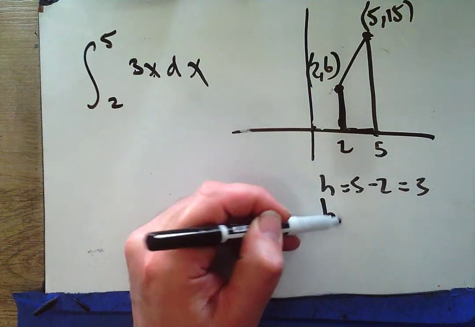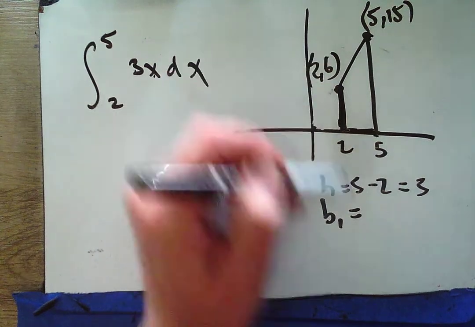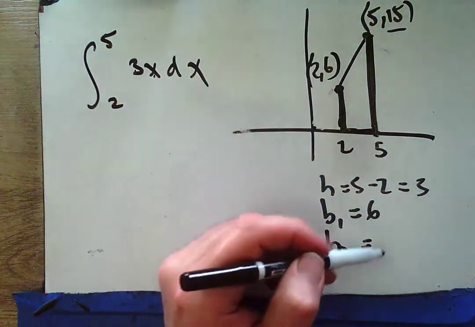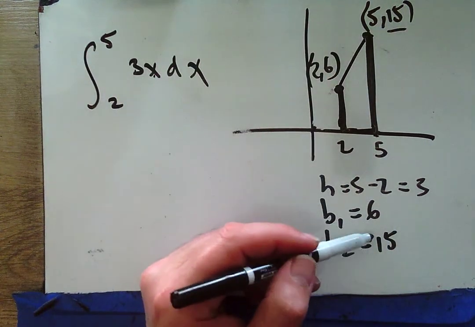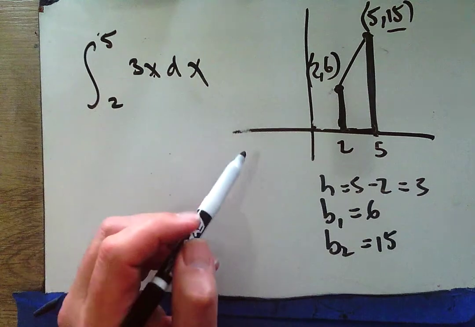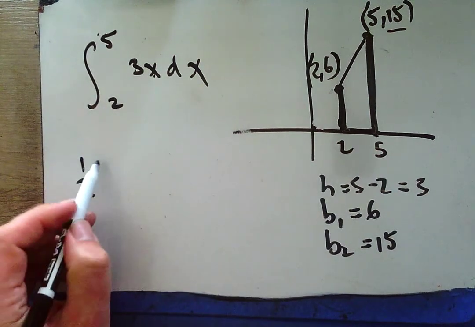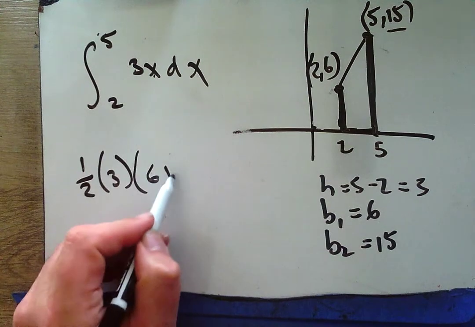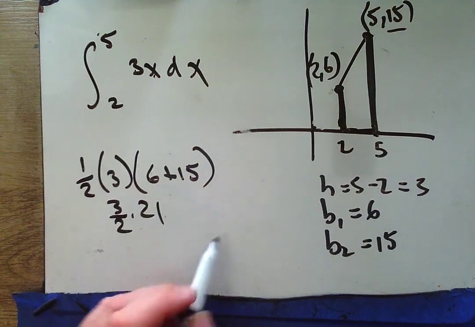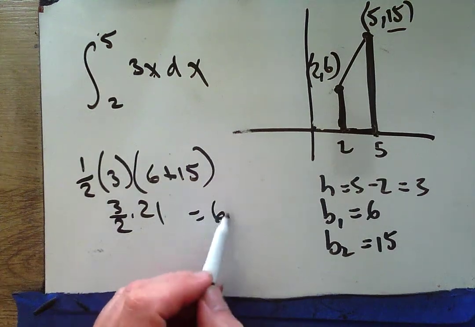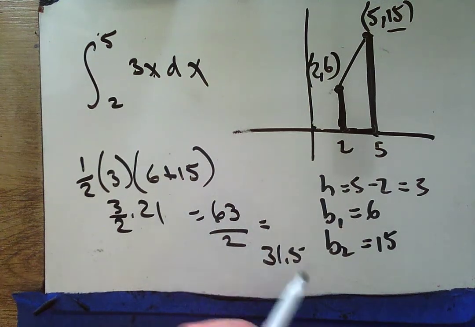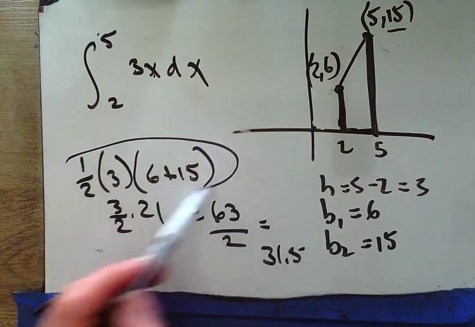Base 1 is the y value here, 6. Base 2, that's this over here, that's that y value. So I do need to find these values, and I find these values by plugging these endpoints into my function 3x. So then area of a trapezoid, 1/2 times 3 times 6 plus 15. That's 3/2 times 21. No canceling there, so 63/2. And you could say certainly 31.5 if you wanted to. I mean, on free response, you could stop here.